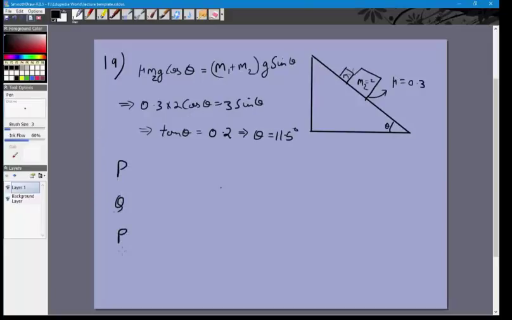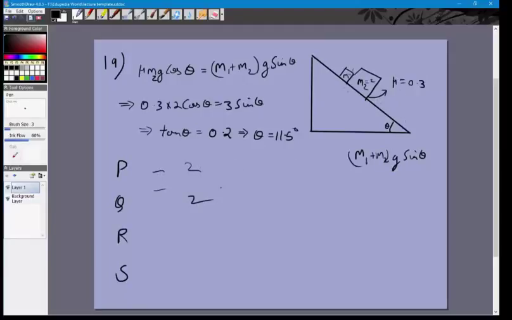So we have P, Q, R and S options. For P and Q there is no slipping because it's less than 11.5 degrees. For R and S there will be slipping because it's more than 11.5 degrees. And the friction is in list 2. When it is not slipping, which is P and Q, the friction will be equal to whatever is needed, that is (M1 plus M2) g sin theta, which is option 2. So both of these have option 2.